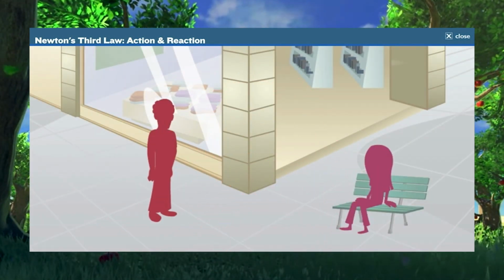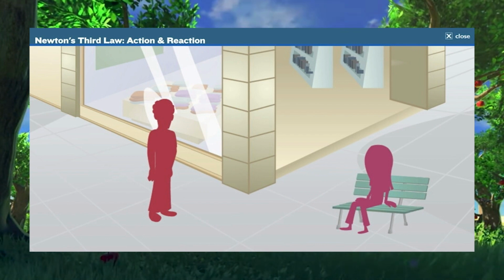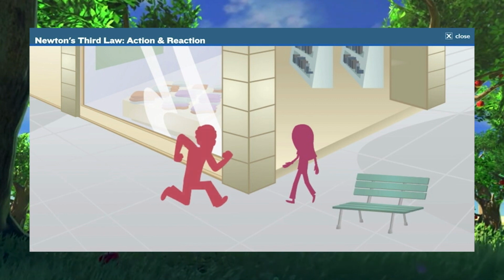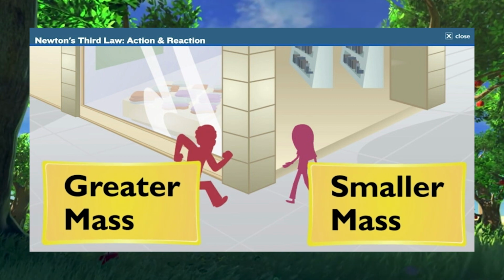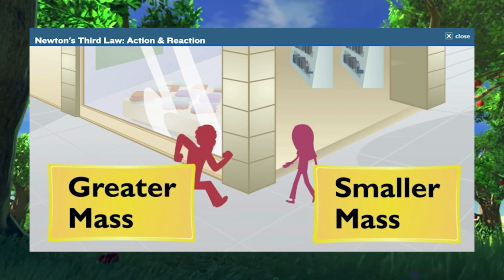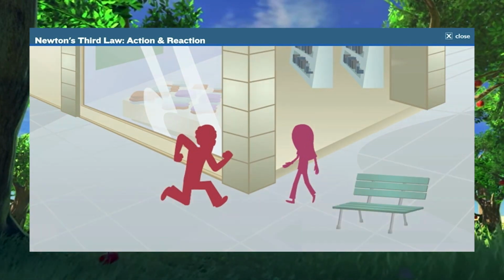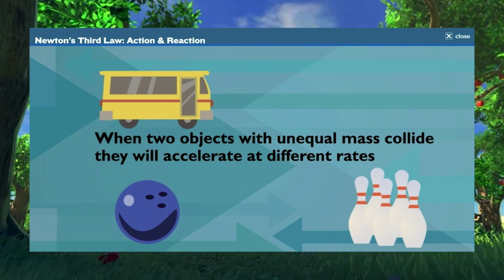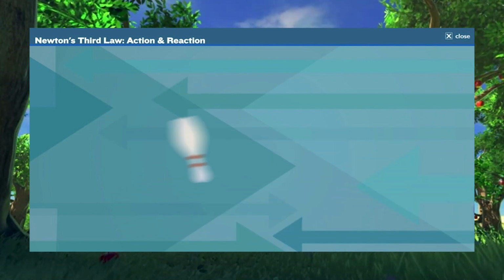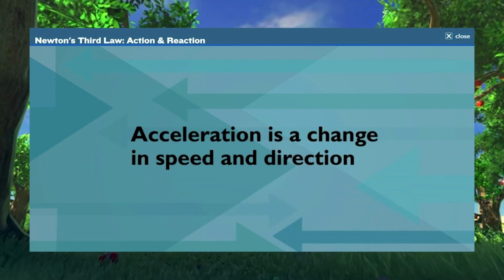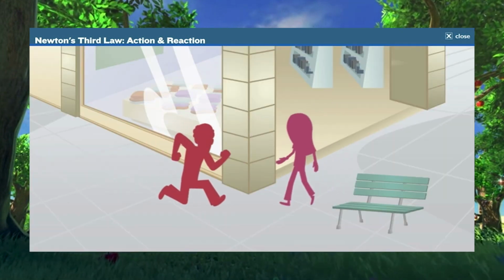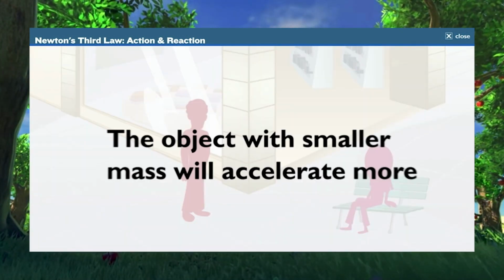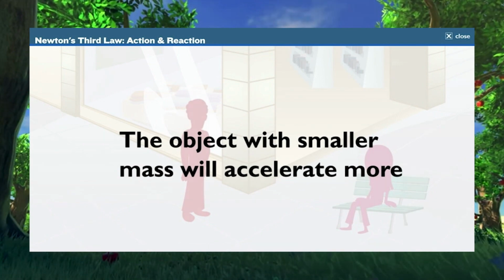Good question, champ. It's all a question of mass. How much matter is in something? First of all, who has greater mass, you or me? Is that a trick question? You, obviously. Well, according to Newton, when two objects with different mass collide, they'll accelerate at different rates. Accelerate? Change their speed and direction. So, even though their forces are the same, one will accelerate more than the other? You got it. The object with smaller mass will accelerate more.